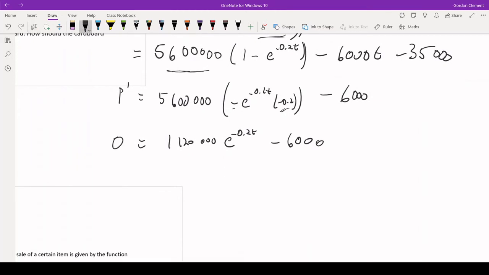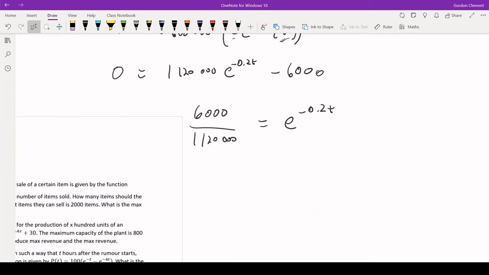So we're just going to solve for where this thing is 0. We're going to set the other side to 0, bring that 6,000 over, divide by the 1.12 million, and that's going to give us e to the minus 0.2t. Then to get that variable out of the exponent, I'm going to take the log of both sides, and since my base is e, I'm going to take the natural logarithm. And that's going to float the minus 0.2t out of that exponent, leave you with log of e, which is just 1.